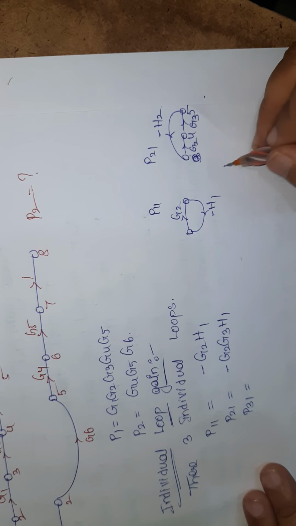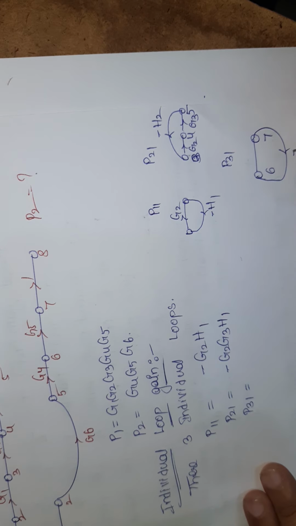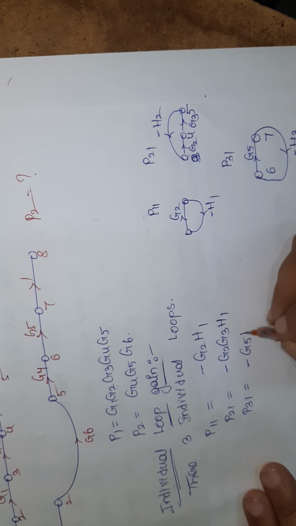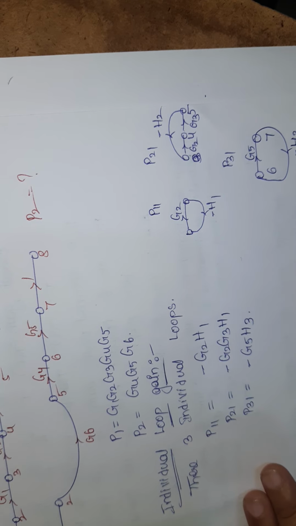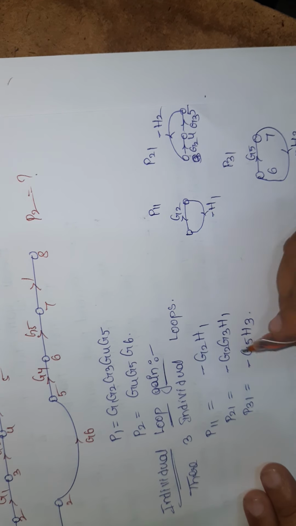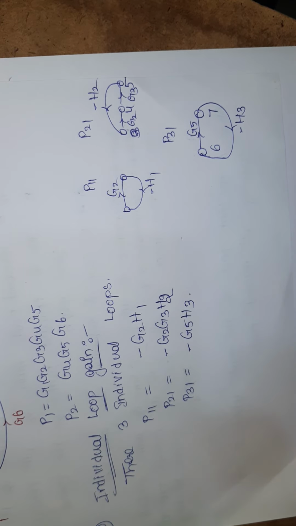And next, the third loop is in between the 6th and 7th nodes. So minus G5 into H3. P21 is G2, G3, H2, right? G2, G3, H2, and this is G2, H1. So this is about individual loops.